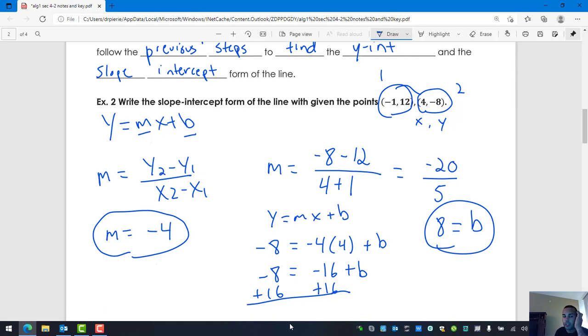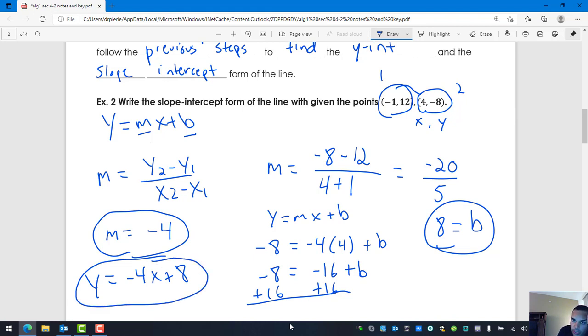Okay, so now I have my two pieces. I know my slope is equal to -4 and my y-intercept is equal to 8. I can now write my equation that passes through these two points in slope-intercept form. It's going to be y is equal to -4x plus 8. And this is the equation of the line that would pass through these 2 points.